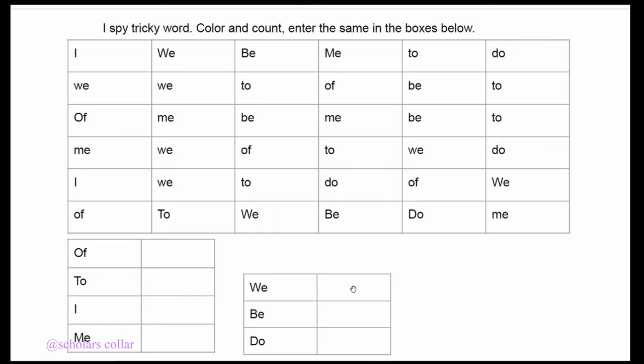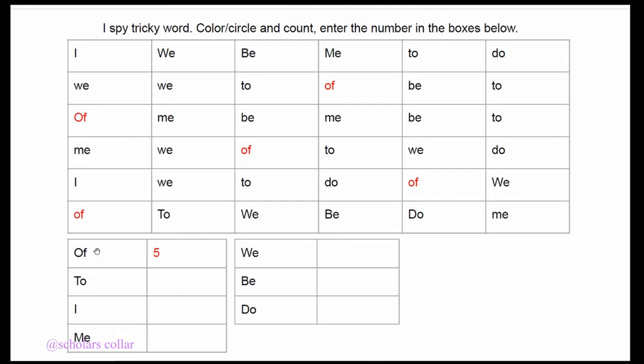So let's do the tricky word off for the purpose of this video. Can you find the word off? Here we go. There's one. That's two. That's three. That's four. And that's five. Yay, you found all of them. And then you're going to go ahead and write the number five here. And then do the same for the rest of the tricky words. Wasn't that fun? You got to learn a tricky word and you got to count. That's amazing. Two in one job.